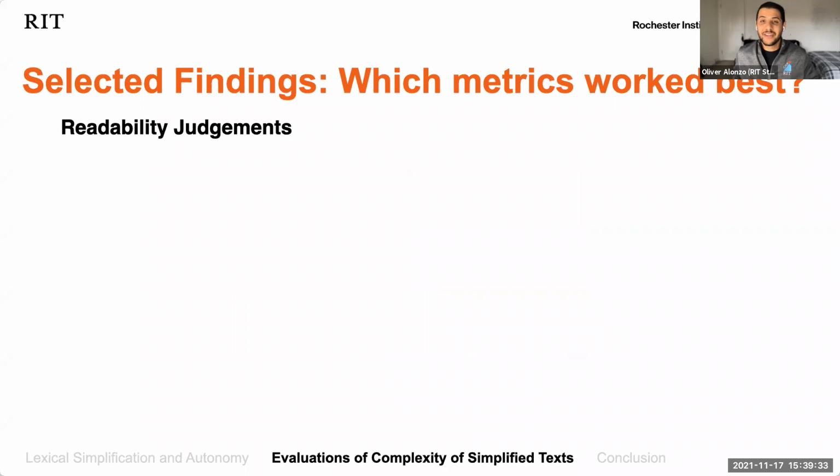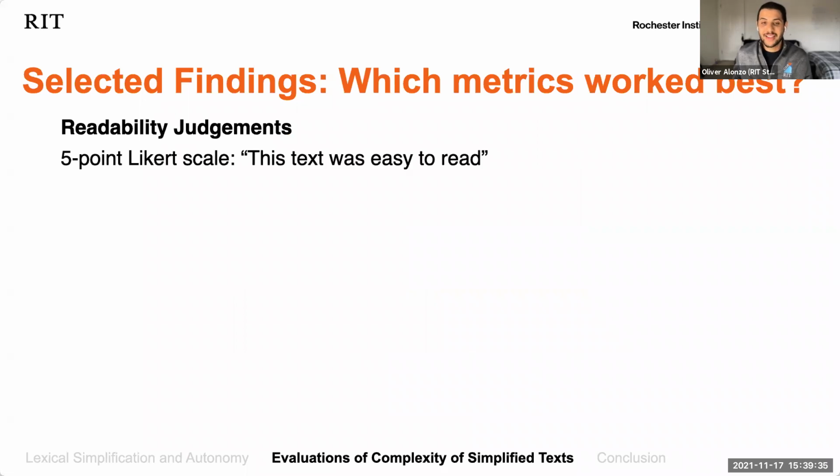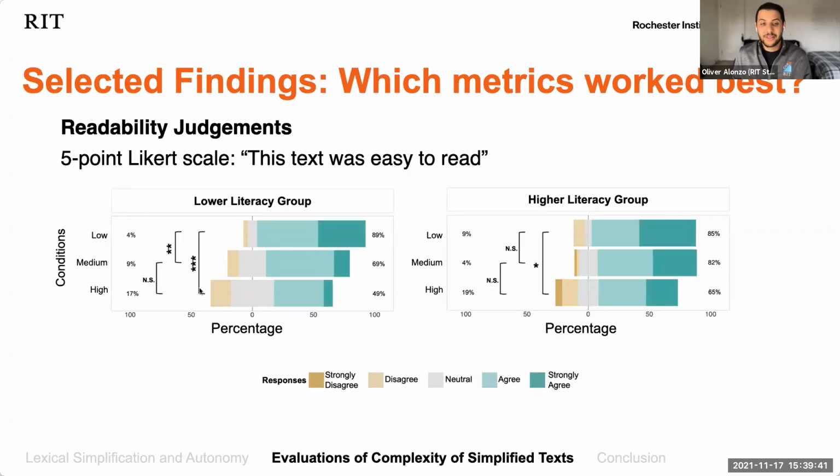Now, the readability judgments, which were a 5-point Likert scale responding to the statement, "This text was easy to read," were actually able to tell the difference between the low and the medium complexity texts, and also between the low and the high for the lower literacy group. And for the higher literacy group, it was able to tell the difference between the low and the high complexity texts. And in fact, this was the only metric, from the ones that we evaluated, that was able to tell any differences with the higher literacy group.